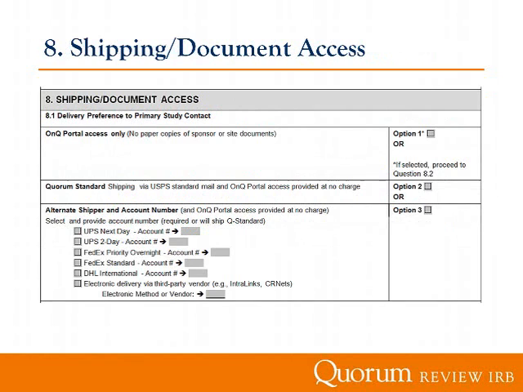Section 8 of the CSQ deals with shipping and document access. This area covers how you want to receive your documents for this study. In 8.1, we have option 1, which includes access via our OnQ portal, which is paper-free and a 24/7 means of accessing your approvals. Option 2 will have your approval documents shipped via US mail and is paid for by Quorum. This also includes the OnQ portal access at no charge.